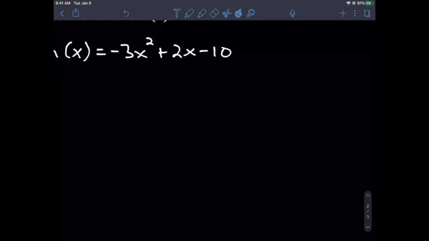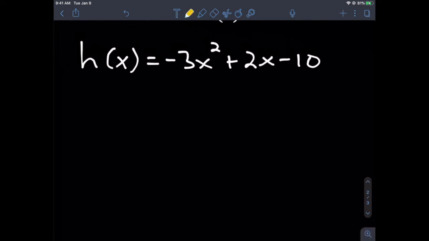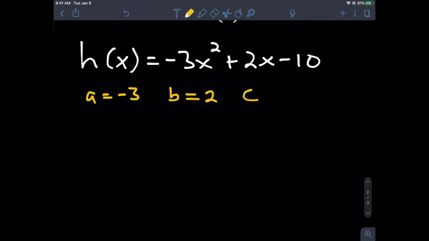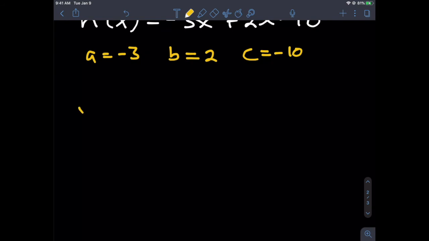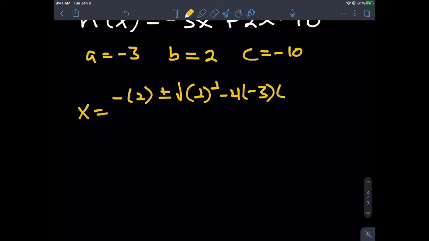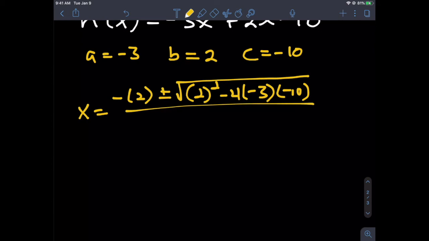So, without further ado, once again, find our a, b, and c values. This time a is negative 3, the number in front of x squared. b, the number in front of x, is 2. And then c, our constant term, is negative 10. Plug into your formula. x is equal to negative b value is 2, plus or minus the square root of b, that would be 2 squared, minus 4 times negative 3, our a value, times negative 10, our c value. All of this is going to be over 2 times our a value of negative 3.